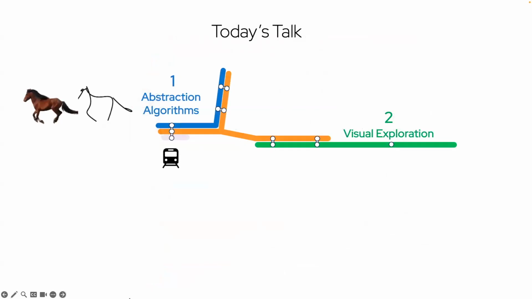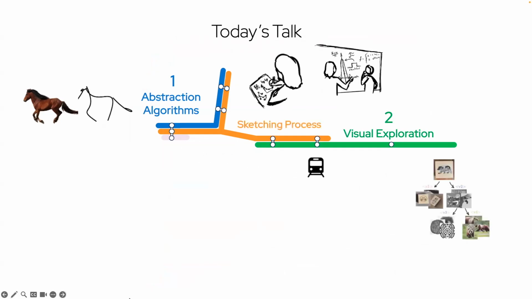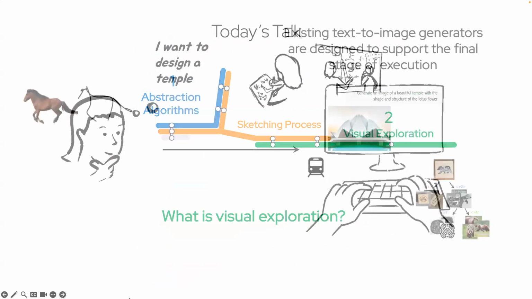Okay, great. So we covered the algorithms for abstraction. It's a whole world. There's a lot to do there. But now I also want to talk a bit about visual exploration. We'll start again with sketches briefly, and then we'll also talk about the image space. Okay, so what is visual exploration?